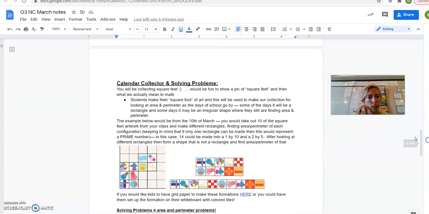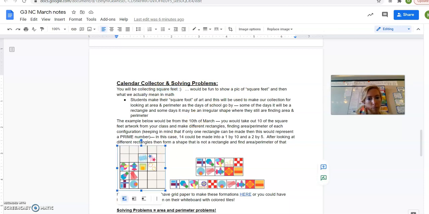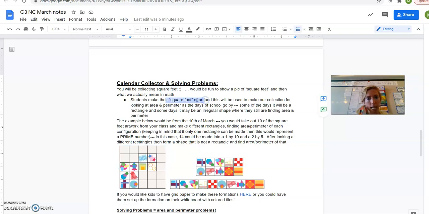All right, scrolling through calendar collector and solving problems. I kind of combine these two because the solving problems is about area and perimeter, and that's what calendar collector is about. So what you're collecting are square feet, if you remember this, and you are having the kids make, see these pieces of art, you're having them make their own square foot of art. And so that would be like 1 or 2 days where they're making their own lovely square foot of art. And then you have a pile of artwork of square foot art.